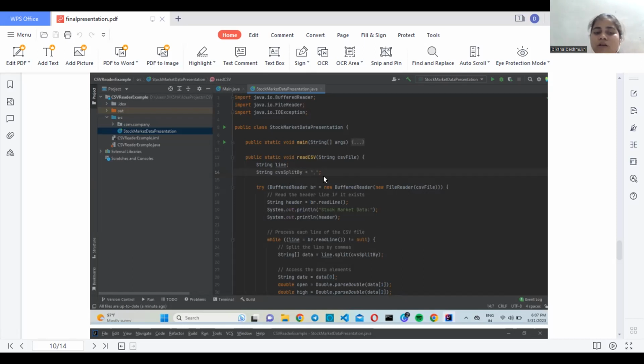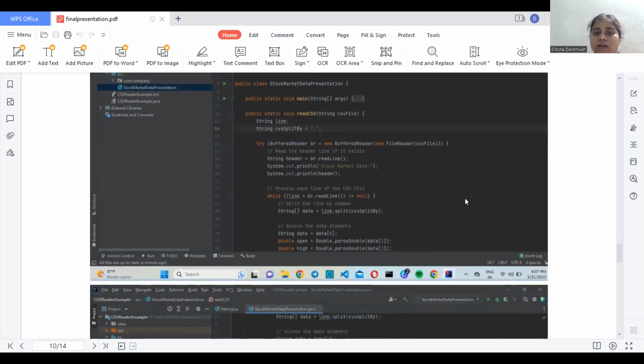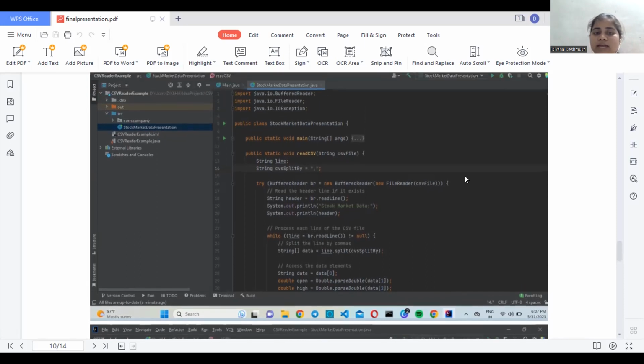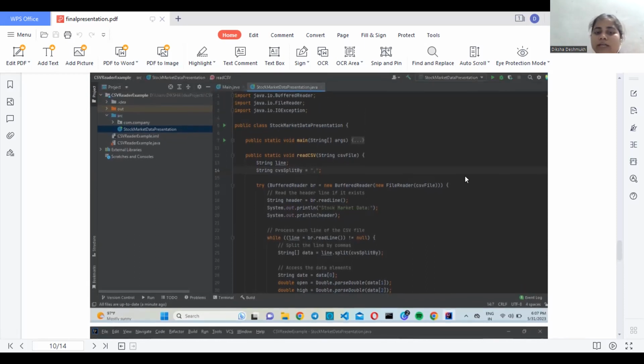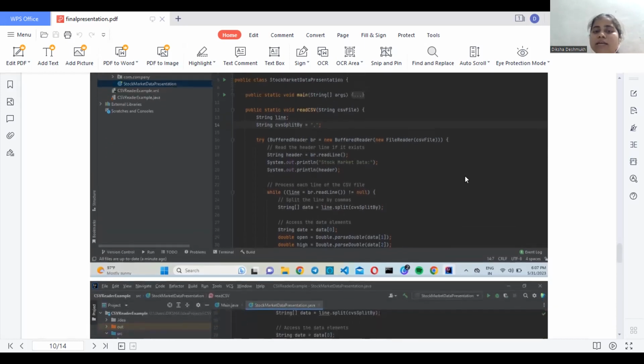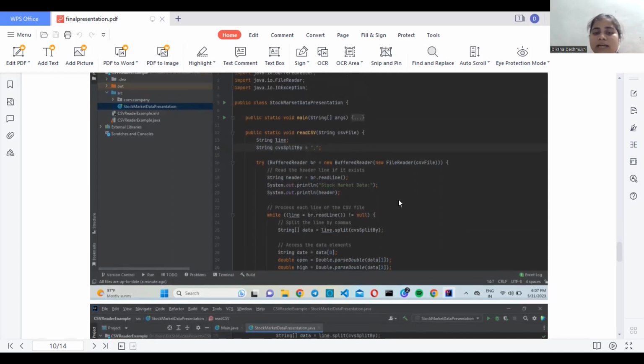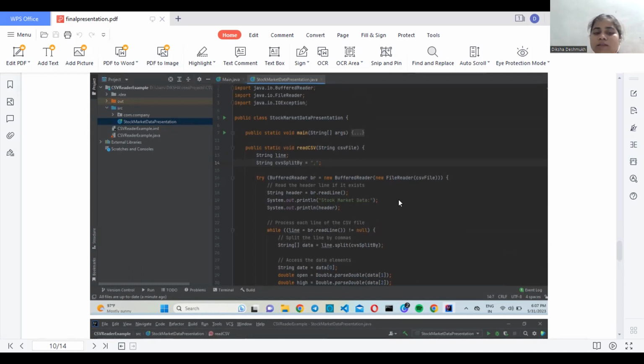Here I use file handling, that is a try block, with a BufferedReader, br, equal to a new BufferedReader. The string header is equal to br.readLine, and here I have printed the stock market data and the header. Then I process each line of the CSV file: while the line from br.readLine is not equal to null, the statement runs.